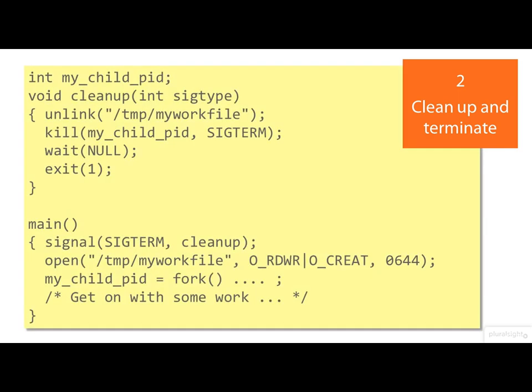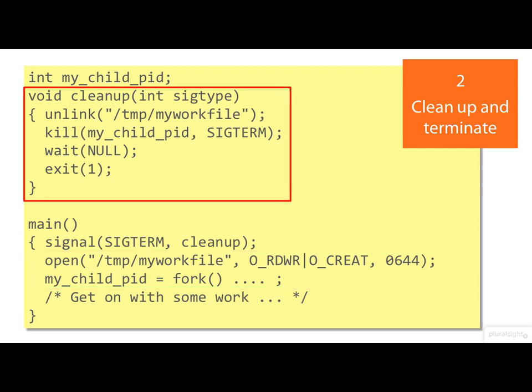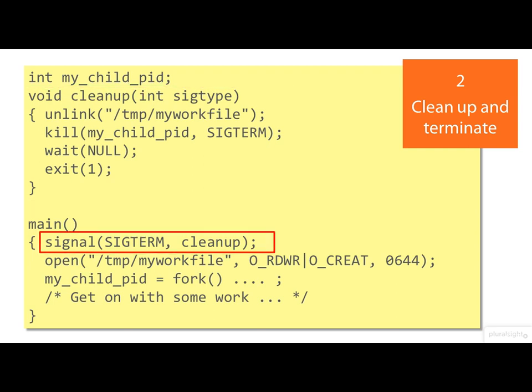Here's a sketch of how that might look. In our main program, in this case we've created a temporary work file, and we've created a child process. To make sure that those resources get cleaned up when the process receives a SIGTERM, we've written a handler called cleanup, which removes the temporary file and attempts to kill the child process, and then it causes this process to exit. Back in the main program, of course, we need to install that cleanup handler as the handler for SIGTERM signals.